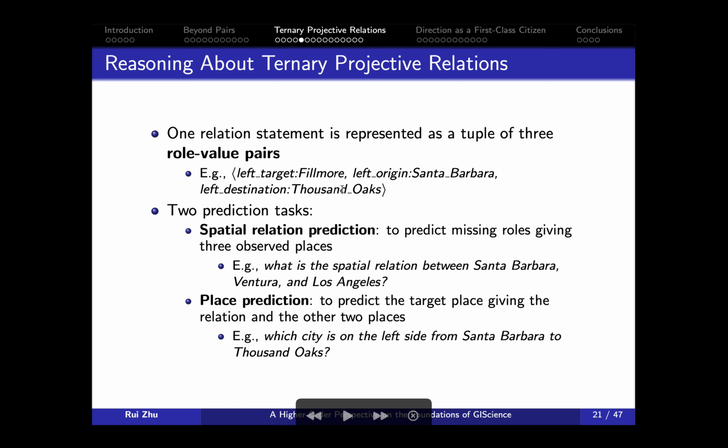Firstly, spatial relation prediction aims to predict the missing role given 3 observed places. A corresponding question can be, what is the spatial relation between Santa Barbara, Ventura, and Los Angeles? Secondly, place prediction attempts to predict the target place given the relation and the other 2 places. In natural language, we can ask which city is on the left side from Santa Barbara to Southern Oaks.